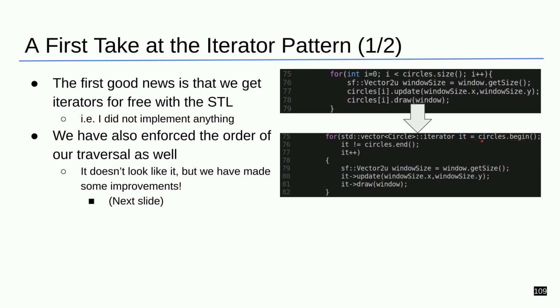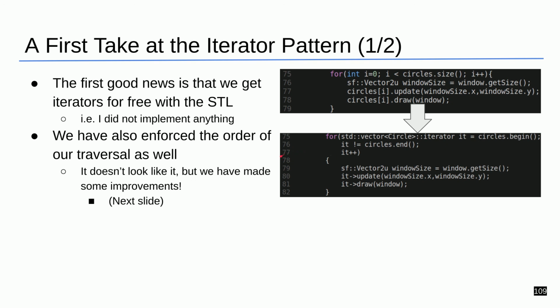So the beginning of our circles collection. Okay, we create this iterator it. And while it is not equal to circles.end, which is the end of the iterator, move our iterator forward, iterator++. Okay, so what this is doing is enforcing the order of our traversal. It says, hey, we're going to start at the beginning every time, and until we've reached the end, we're going to move forward one item in our collection.